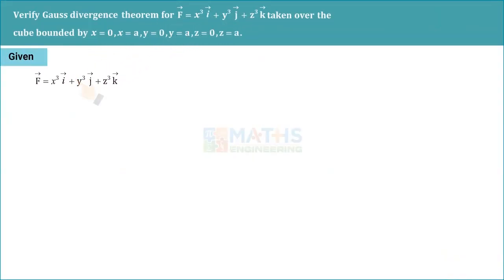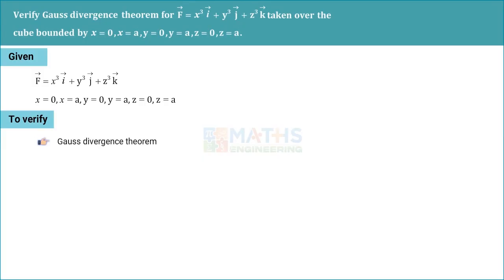We are given a vector F equal to x³ i vector plus y³ j vector plus z³ k vector. And we are given a cube bounded by the surfaces x = 0, x = a, y = 0, y = a, z = 0 and z = a. We are going to verify Gauss Divergence Theorem. What is the statement of Gauss Divergence Theorem? Double integral over S of F vector dot n vector dS is equal to triple integral over V of del dot F vector dV.